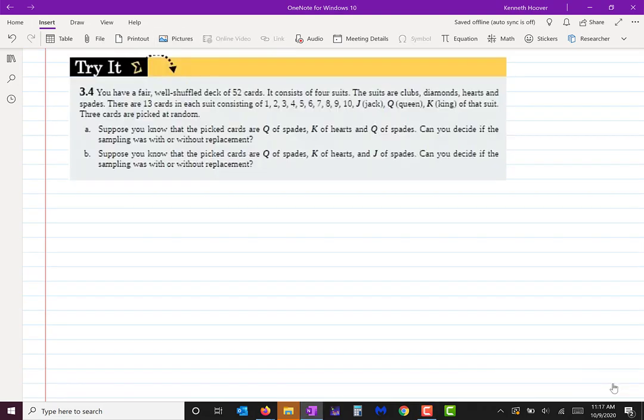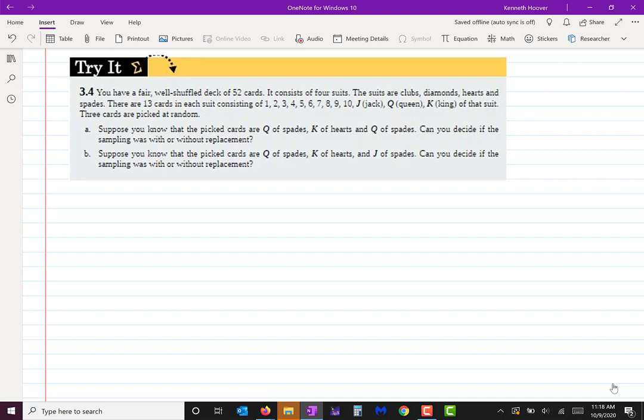Okay, let's look at this example. Try it number 3.4. All right, it says you have a fair, well shuffled deck of 52 cards. It consists of four suits. Okay, you guys probably know this. You know how cards work, probably. If you don't, then you can read that description up there. All right, let's look at the first question.